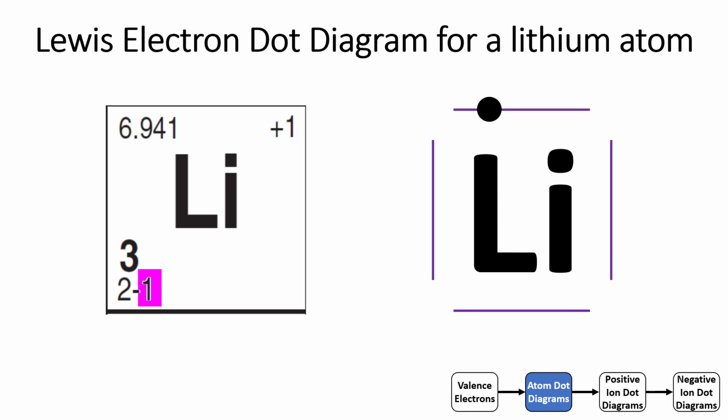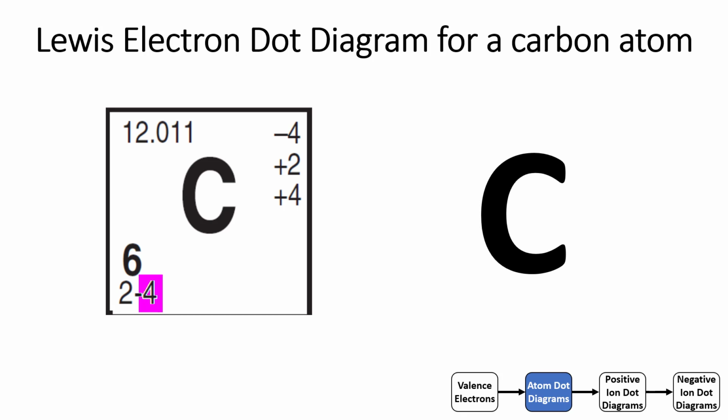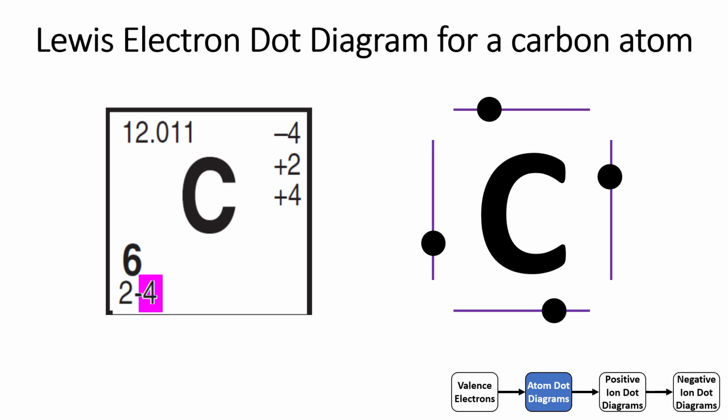So how about the electron dot diagram for a carbon atom? Now this has 4 valence electrons. And when we place the valence electrons around the symbol like this, we need to make sure that we put them on each side of the symbol before we start filling them in next to each other. So for carbon, you're going to put those 4 electrons on each side of the symbol, pretending that there's a line on each side like this.